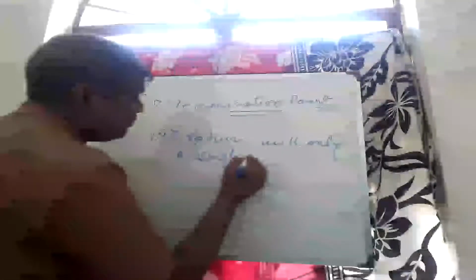Third one. Return will always return a single value. The method will always return a single value to its caller. That means if there are two values, suppose I am writing, the first return will only return a single value. A method will always return a single value. It will not return more than one value.